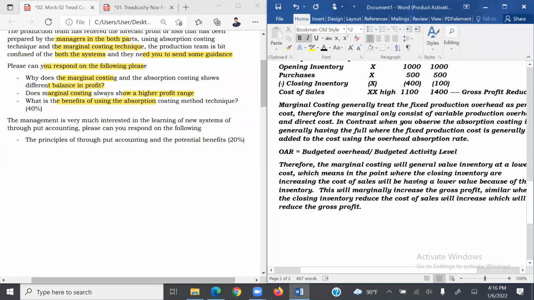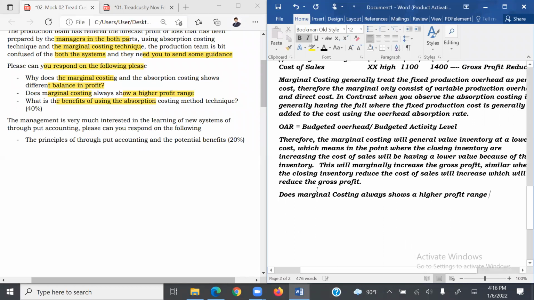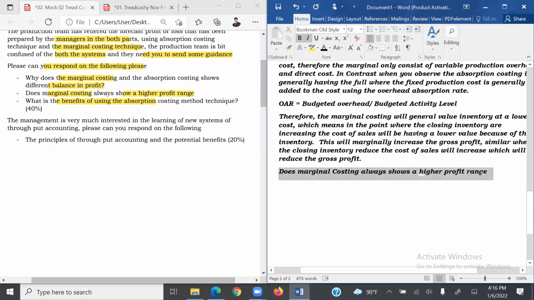So I'll write down here, does marginal costing always show a higher profit range? So that is the point of view at the moment. So students, if you are fine with that, I am going to guide you with the explanation of this. It's not so complicated, students. It's a very easy and simple method of doing this.